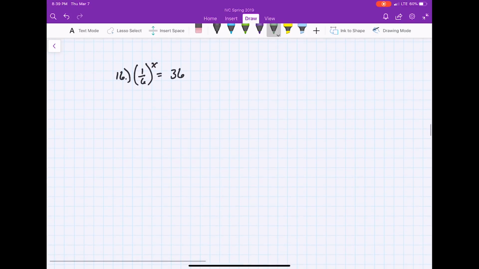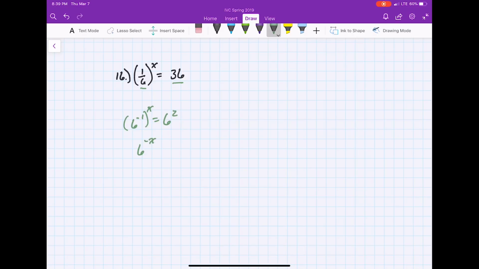We'll move on to number 16. Oh boy, here we go. Fractions. Well, 6, we can see this as 6 to the first on this part. We need to get the same bases, but 6 to the negative 1, we'll bring that to the x equals, and then 6 to the second, or 6 squared, will give us equal bases. So we've got 6 to the negative x equals 6 squared. So negative x equals 2. Get that negative to the other side, we have x equals negative 2.